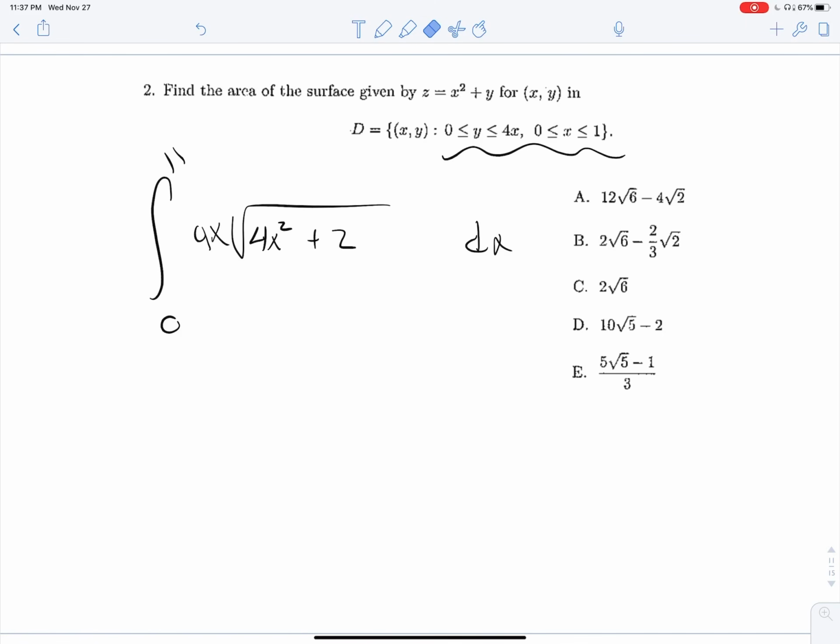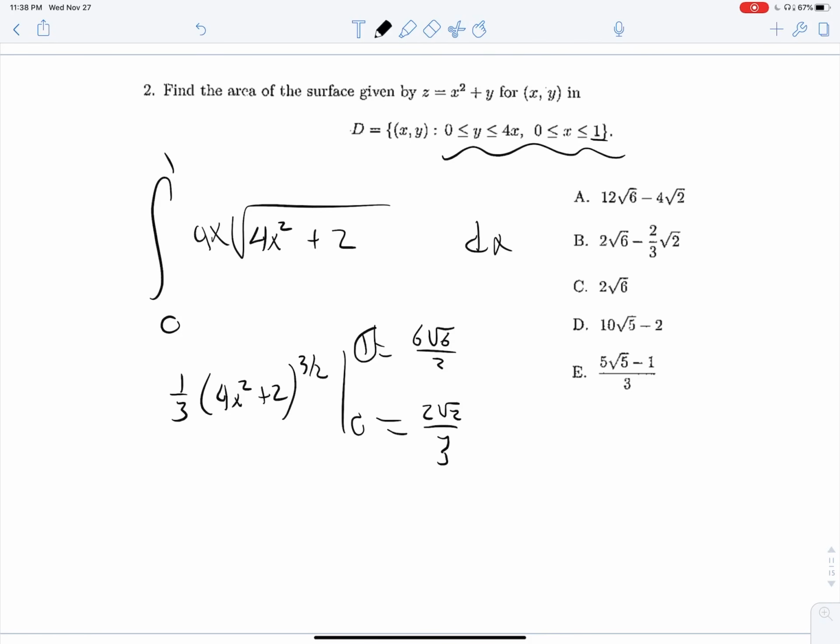Okay, I wrote 11 here and went through the whole thing, and I was getting 486 to the 3 halves, and I tried to evaluate that, and it did not go well, but I misread up here. It's just x between 0 and 1. So this whole thing is going to be equal to 1/3 times 4x squared plus 2 to the 3 halves, evaluated on 0 to 1. This is going to give us 2 root 2 over 3, and up here, 6 root 6 over 3, which we can express as 2 root 6 minus 2 root 2 over 3, which is answer choice B.